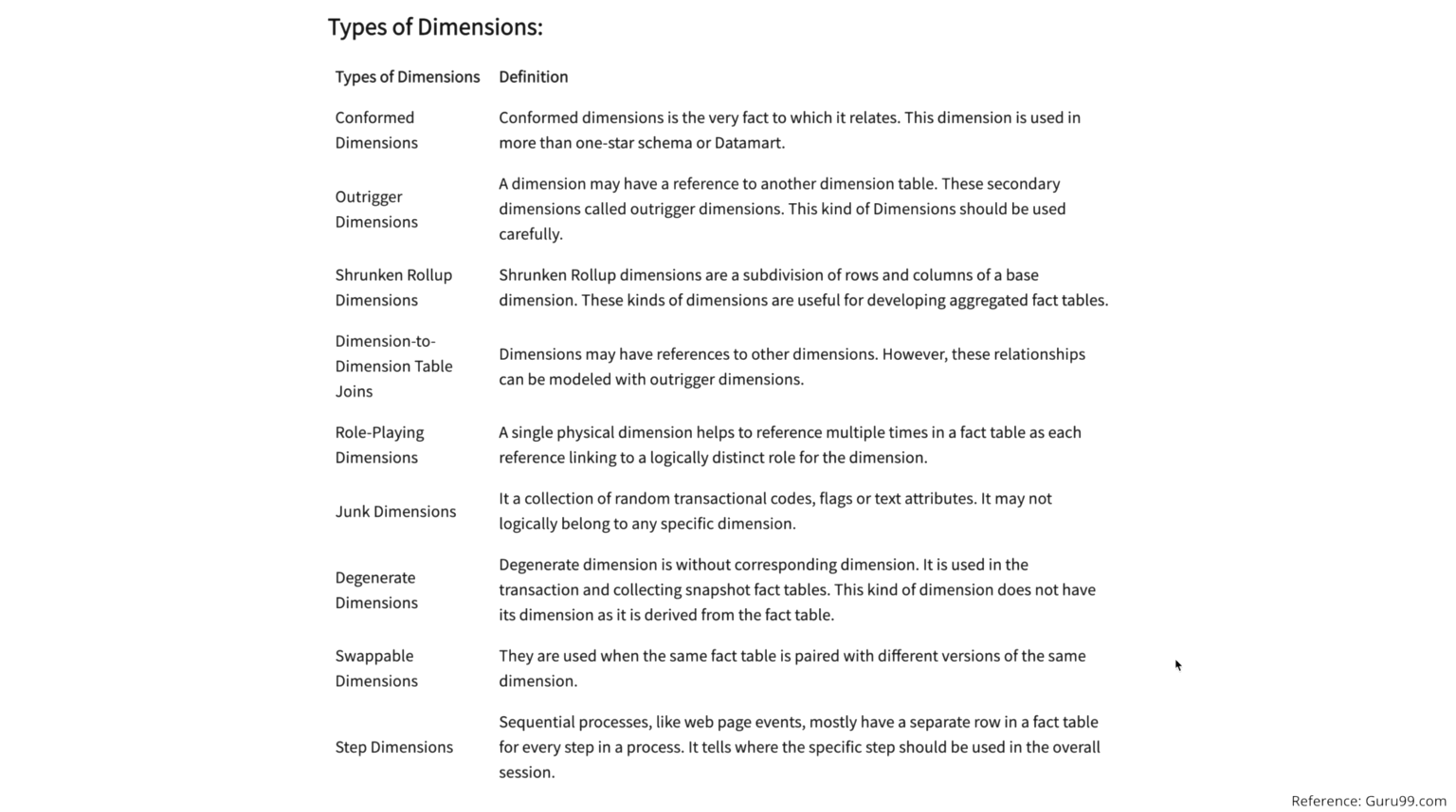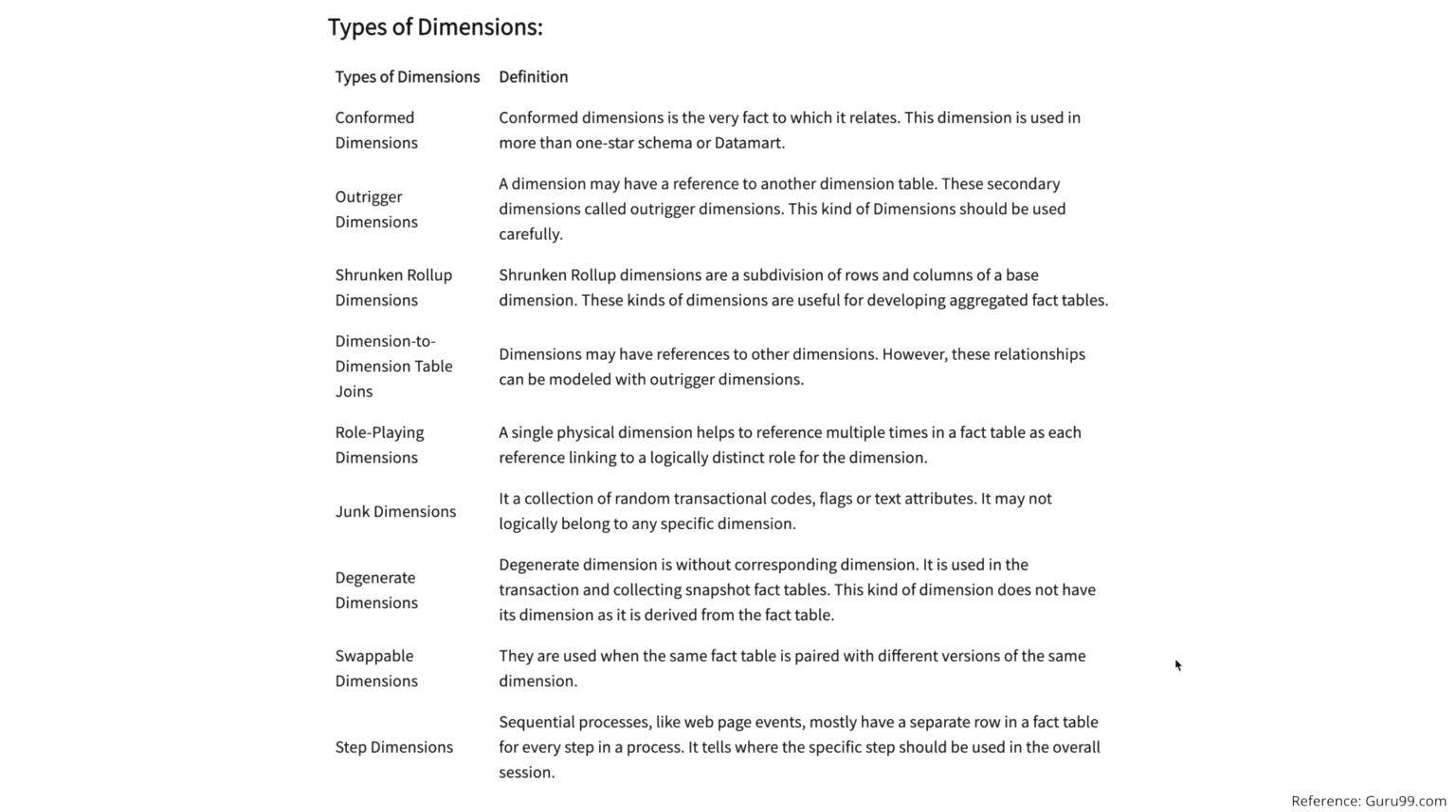And those dimensions are going to be known as confirmed dimensions. Next is outrigger dimensions. A dimension may have a reference to another dimension table. These secondary dimensions are called outrigger dimensions. This kind of dimension should be used carefully. For example, you have country data. Then next to country, you have your provinces. Then cities. And all these are connected with each other. So those are known as outrigger dimensions.